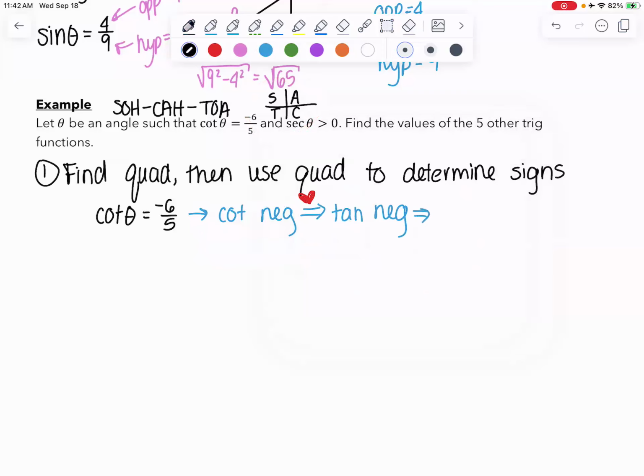And if I'm looking at All Students Take Calculus and tangent is negative, if tangent's negative, it can't be in quadrant 3 because tangent's positive there, and it can't be in quadrant 1 because everything's positive there. So it's not Q1 or Q3.